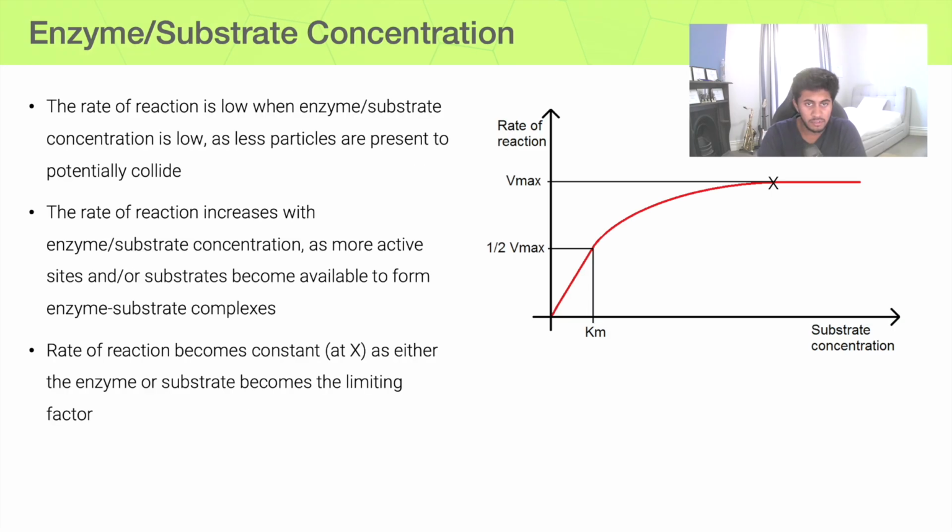The substrate and enzyme concentration also has a big impact on the rate of reaction. So the rate of reaction is really low when enzyme and substrate concentration is low, as fewer particles are present to potentially collide. The rate of reaction increases with the enzyme and substrate concentration as more active sites and/or substrates become available to form these enzyme-substrate complexes. The rate of reaction becomes constant at point X, which is shown on the diagram, as either the enzyme or the substrate becomes the limiting factor.